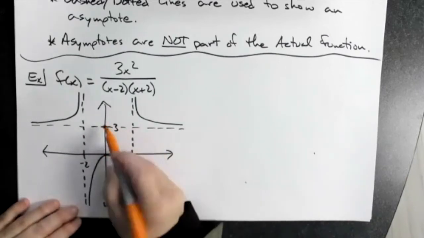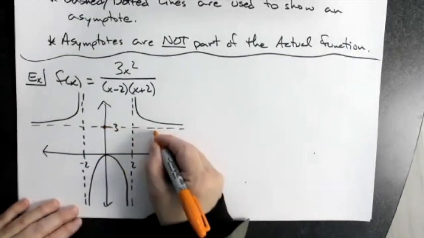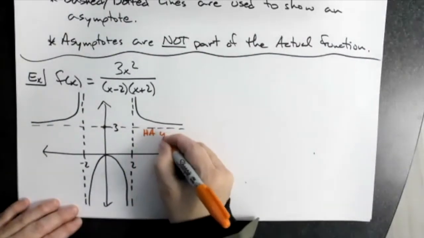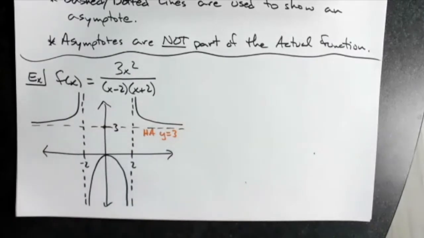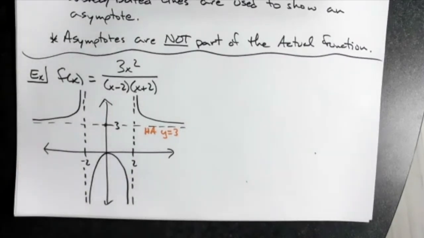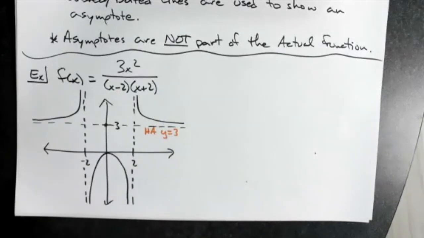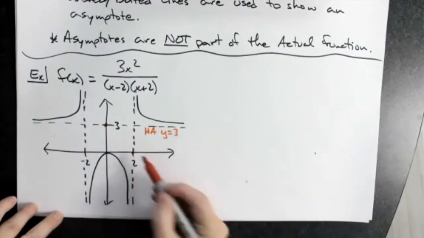So it goes through 3, right? So I'm going to put HA for horizontal asymptote, and then we write y equals 3 because it is a horizontal line. So you will have to write the equation of the horizontal lines. When given a picture, you'll have to be able to identify what that horizontal asymptote is. As for the vertical lines, the equation for a vertical line is x equals whatever number it goes through.